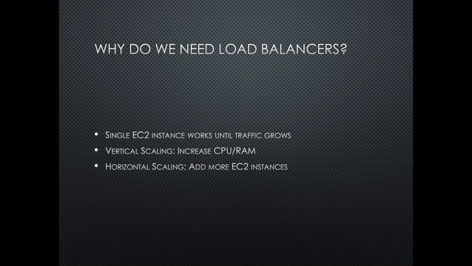Vertical scaling means increasing CPU or RAM. Next, what is horizontal scaling? It means adding more EC2 instances. Here the problem is that the domain still points to one IP address. So the solution is a load balancer that distributes traffic.